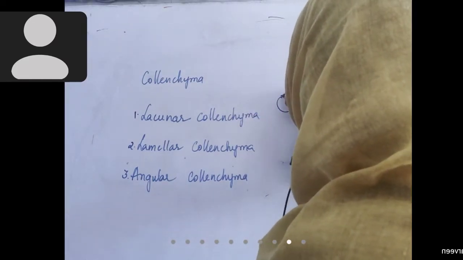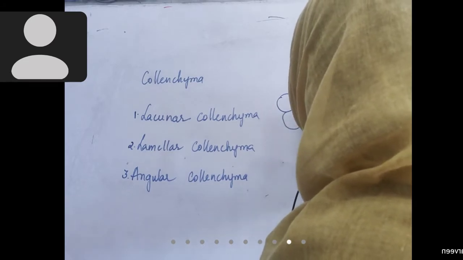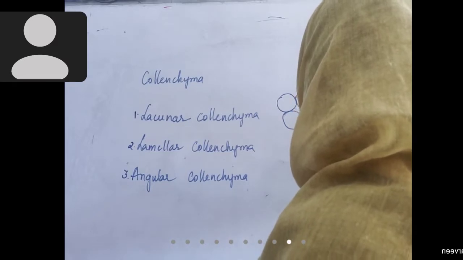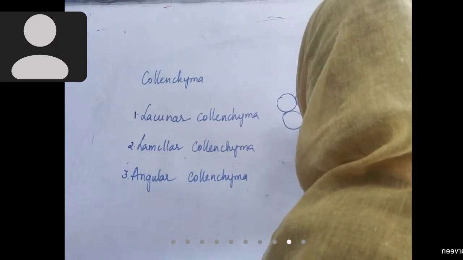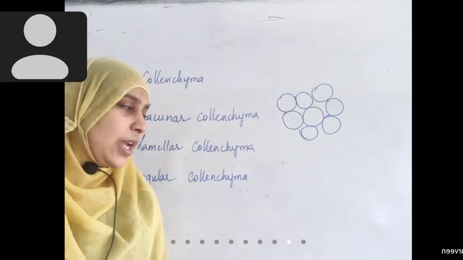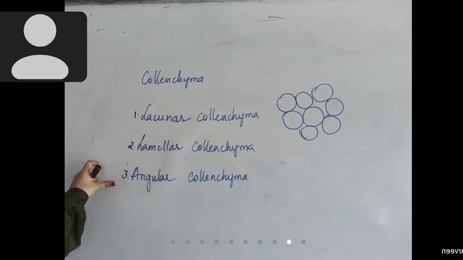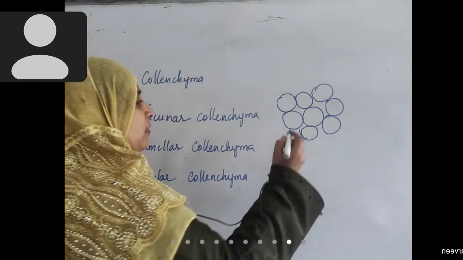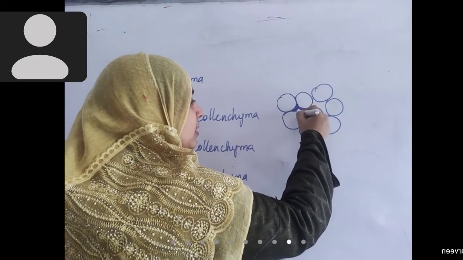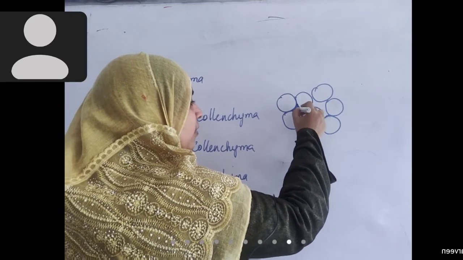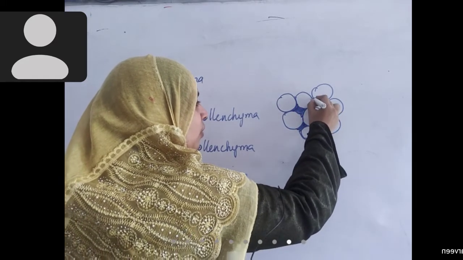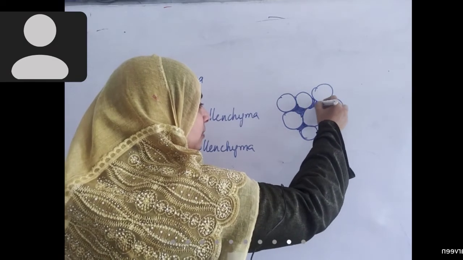Lacunar collenchyma. I said collenchyma cells may or may not have intercellular spaces. Why? Because it is filled with secondary cell wall. That secondary cell wall filling will decide whether it is a lacunar, lamellar or angular collenchyma. If the secondary cell wall is filling in the intercellular spaces, all the intercellular spaces are filled like this, from this side, from this side, from this side. One cell from each side will be filling.